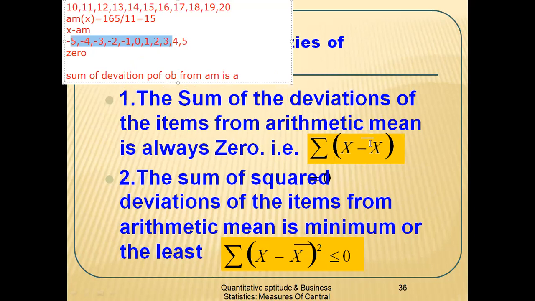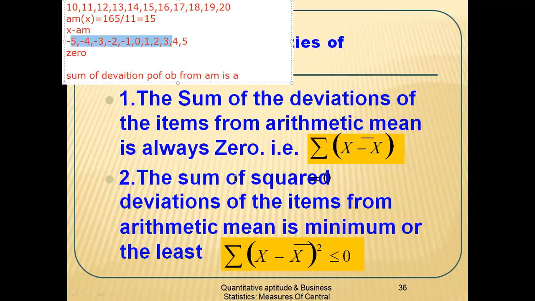You should remember this symbol and the canonical representation. The representation is summation of (x minus x bar) is always equal to 0. This summation means sum. And this x minus x bar is the deviation of the observation from the arithmetic mean, and its sum is always equal to 0. So this is property number 1.